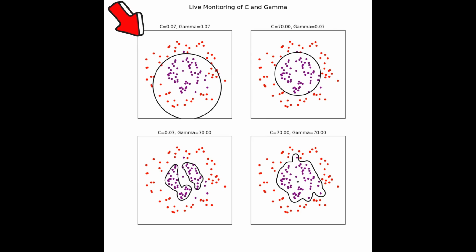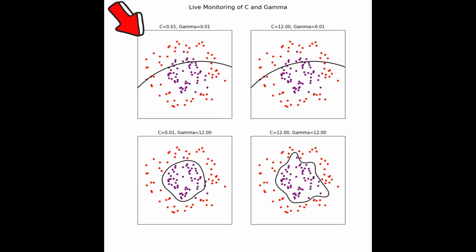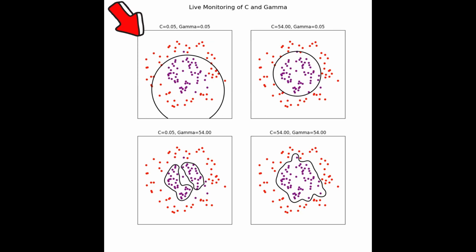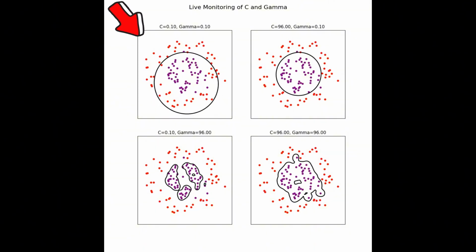Look at the top left chart. Here, both C and gamma are low. The model is incredibly relaxed. See how the decision boundary is a simple, smooth, and gentle curve? It's ignoring some of the noise and focusing on the big picture.